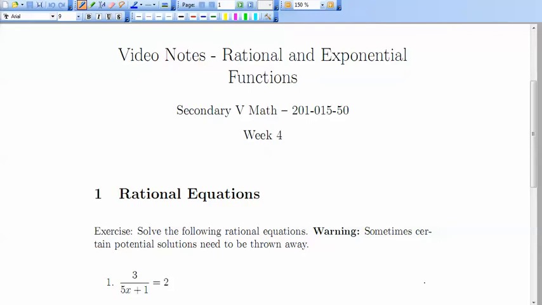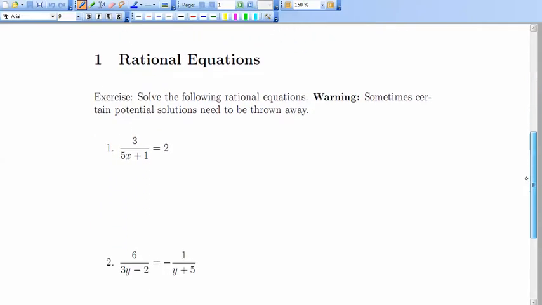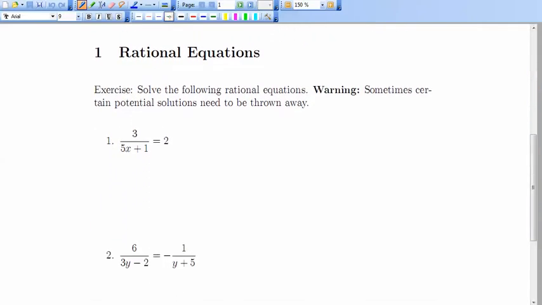Hello, in this video we'll be talking about rational equations and how to solve them. Now, what is a rational equation? It's an equation where we've got a variable in the denominator, like right there. Now, how do you solve this sort of equation?